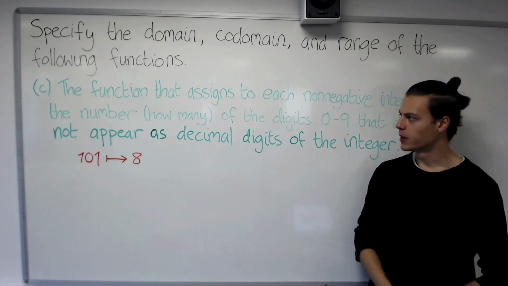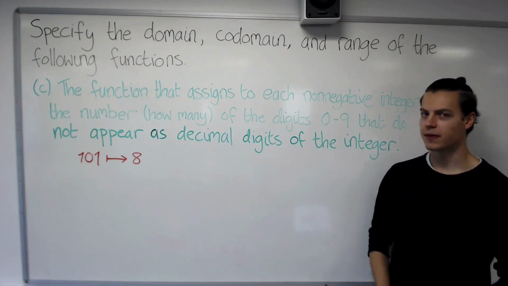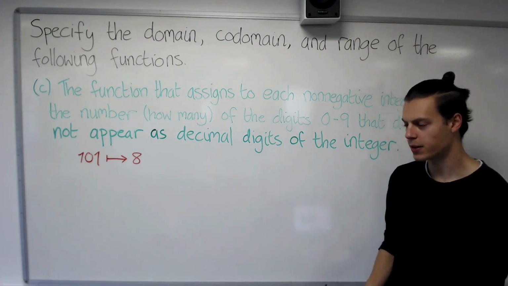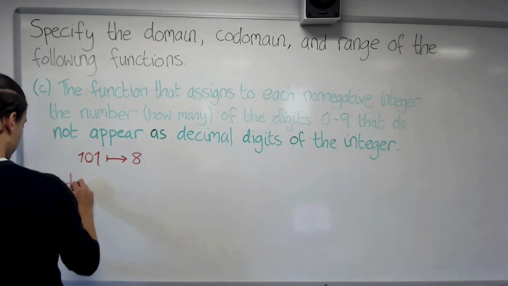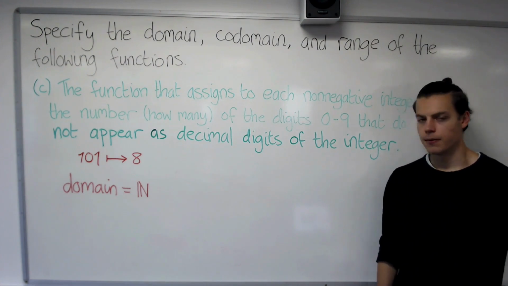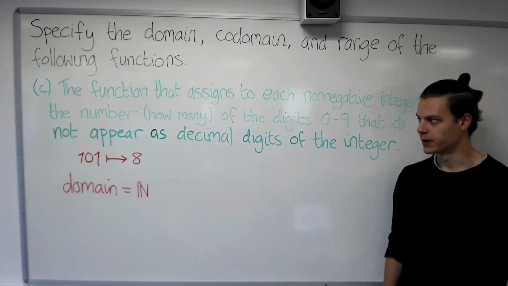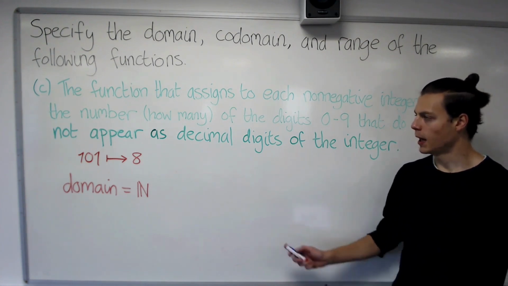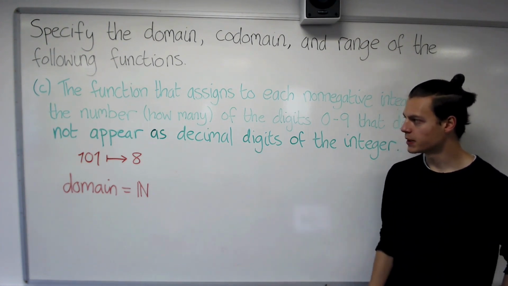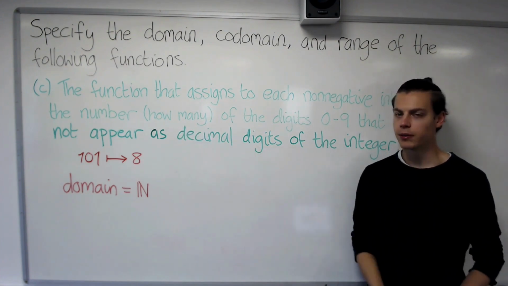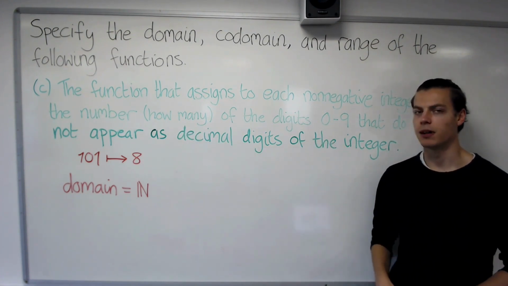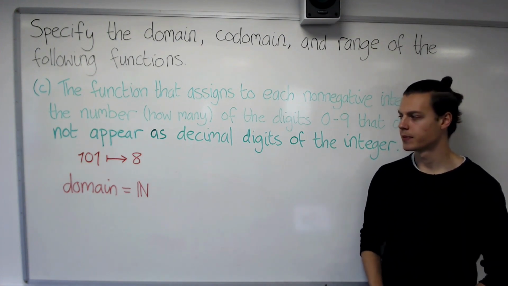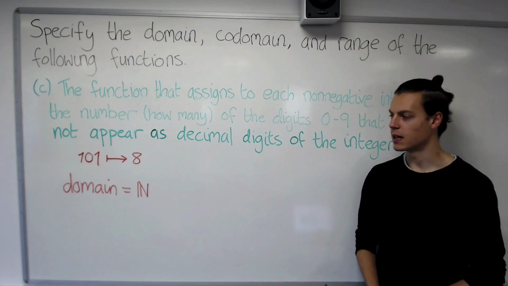Now again, this function assigns values to each non-negative integer. So again, the domain is the non-negative integers, or the natural numbers. What is the codomain of this function? What is the type of output this function produces? Well, this function will output a number of digits, right? So this is going to be a non-negative integer. So again, the codomain will be the natural numbers.